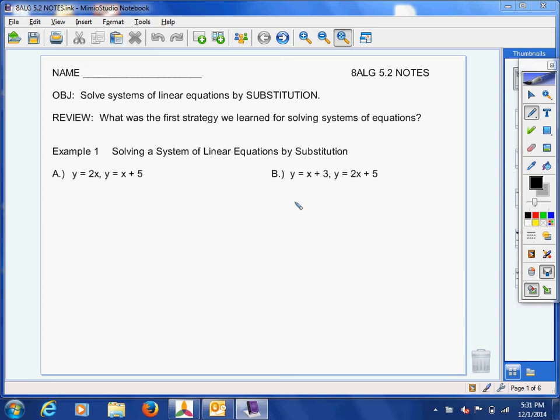Hi, 8th graders. It's Mrs. Thompson, and we're going to learn our second strategy today in section 5.2, example 1. We're going to solve systems of linear equations by substitution.